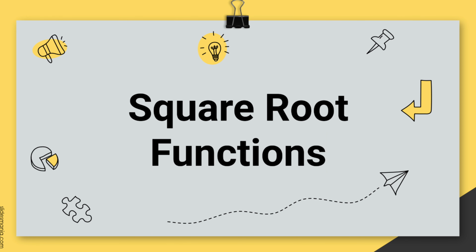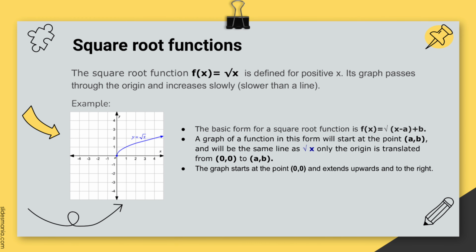Today I'll be explaining about the translation and reflection of square root functions. The basic form of a square root function is f(x) equals the square root of x minus a plus b, where the value of a and b will be the starting point of the graph. For example, the square root function of f(x) equals the square root of x will have the starting point of 0, 0 and extends upwards and to the right.